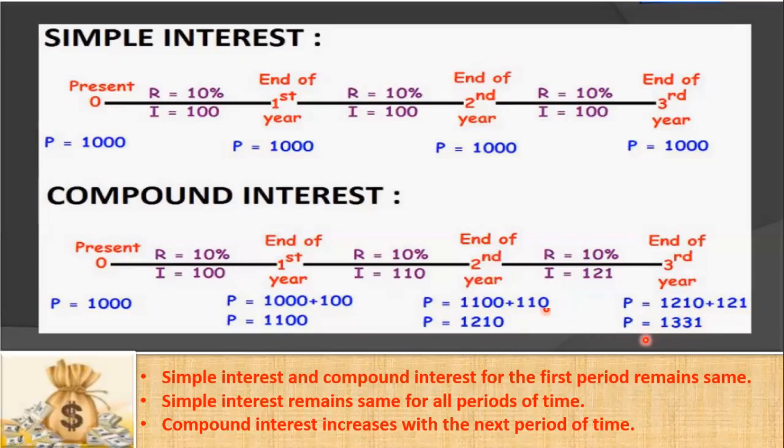So from these examples, it is clear simple interest and compound interest for the first period remains same. Here also for first period, it remains same, that is rupees 100. Simple interest remains same for all periods of time. For all the years, it remains only rupees 100 in case of simple interest, but compound interest increases with the next period of time. For example, here in first year interest was 100 rupees, second year interest 110, and third year interest 121.